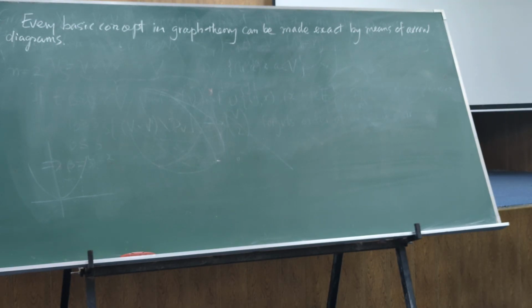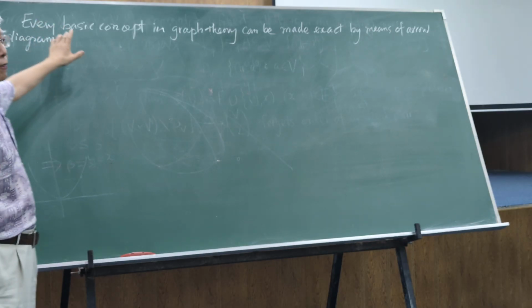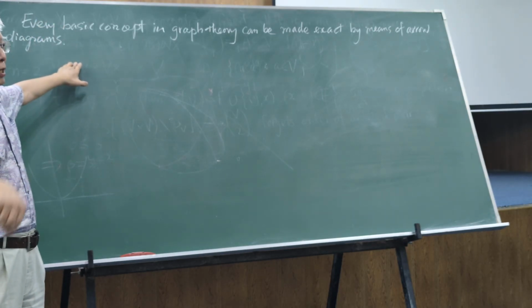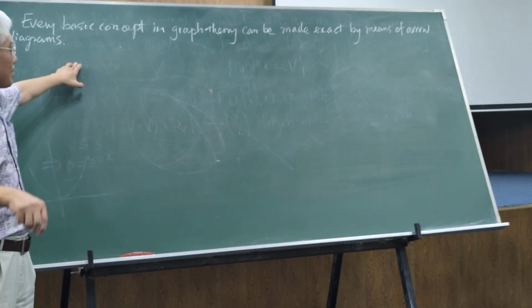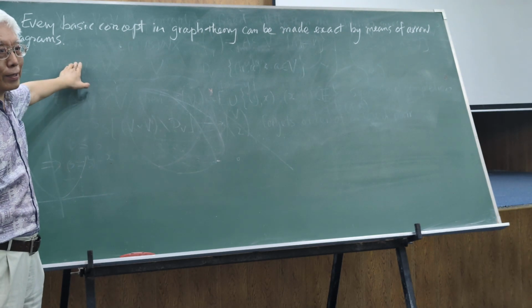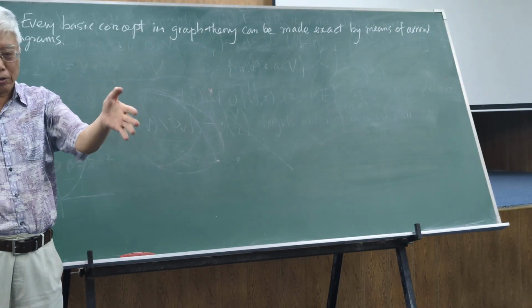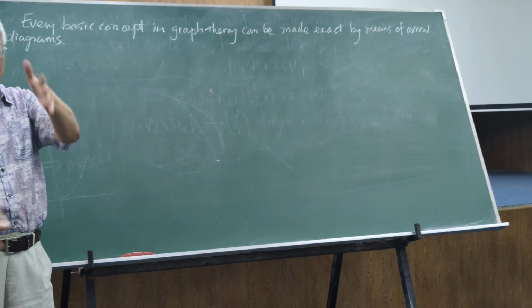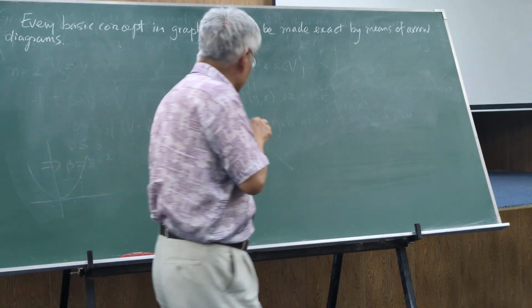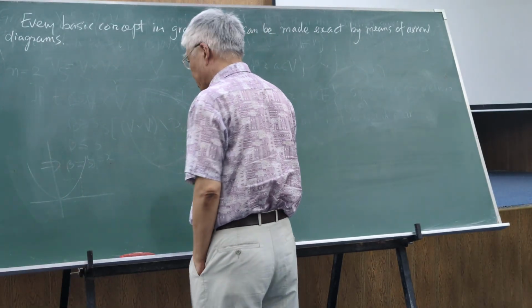So for example, subgraph, let me mention a few. Subgraph can be done with an arrow diagram. Induced subgraph can be done with an arrow diagram. Paths and circuits can be done with an arrow diagram. You just have an arrow with some commutative diagram, or an arrow with two ends. Now let me show you just one of them, complete graphs.